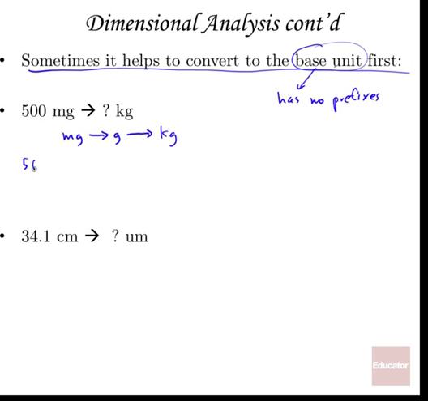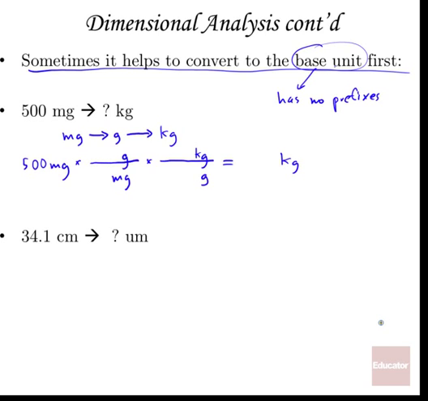Okay, so 500 mg. Let's go ahead and set it up, times something over something. The first step is to get g. So g goes upstairs, mg goes downstairs to get canceled. Once I'm in g, now I can go to kg. So times something over something, and that's going to give us our answer in units of kg. So you see that g is upstairs here, so it's going to go downstairs to get canceled, and kg goes upstairs to get carried through to the final answer.